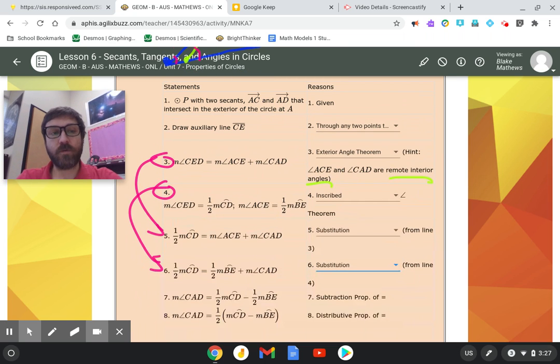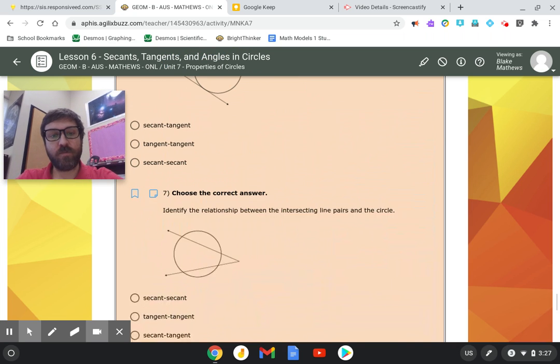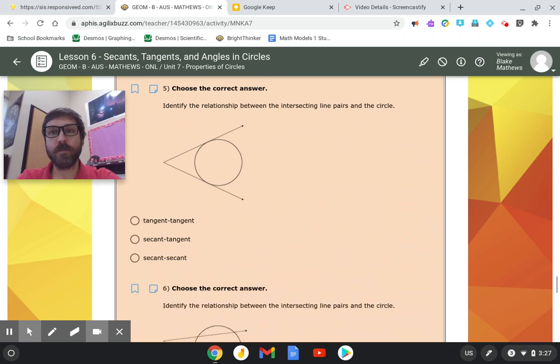Remember, you're not responsible for the proofs on the test. You are responsible for knowing which type of angle is being referred to in a diagram like these in 5, 6, and 7. The next thing you'll get from me is the review study guide and the lesson video to go with it. And we'll be testing next week. That's it for lesson 6.